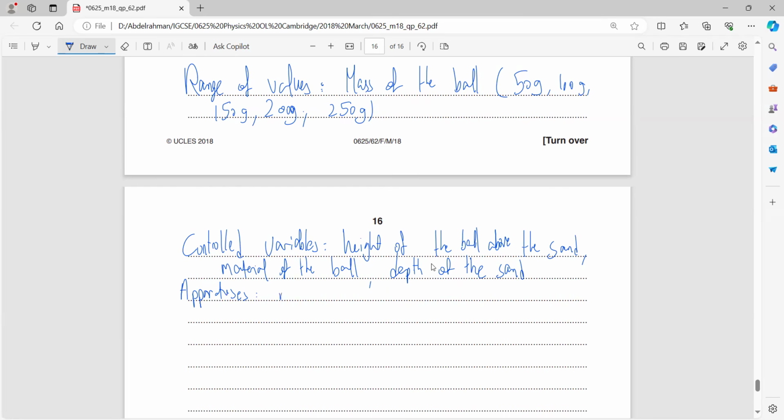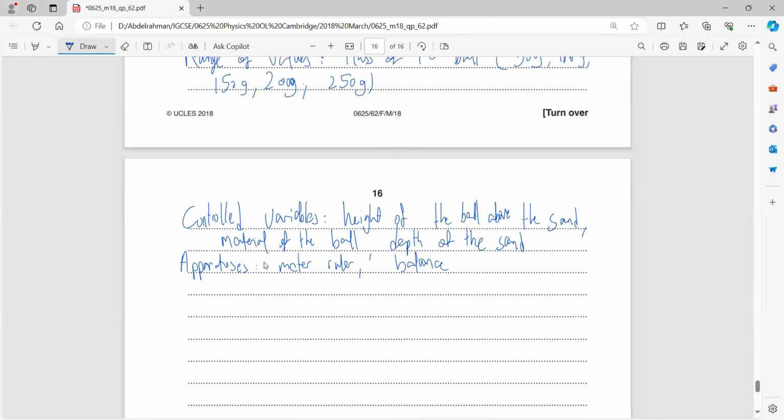If you write down a tape measure, it wouldn't be wrong. To be honest, it wouldn't be wrong. So if you want to use a tape measure, okay, I'd prefer using a meter ruler, and definitely you need a balance. These are the two main apparatuses you need in this question. The meter ruler would be to measure the height above the sand and the diameter of the crater, and the balance would be to measure the mass of the ball.